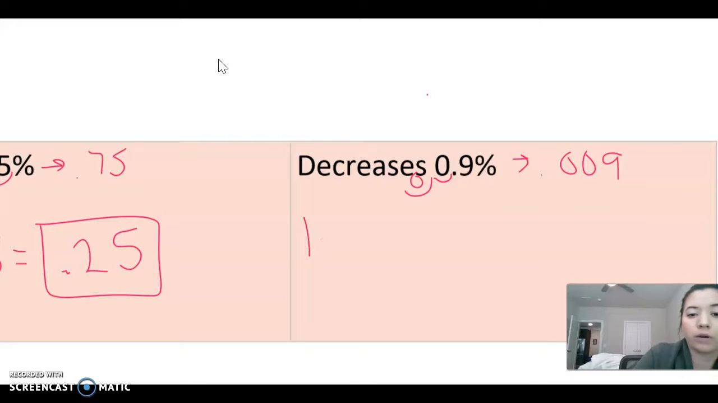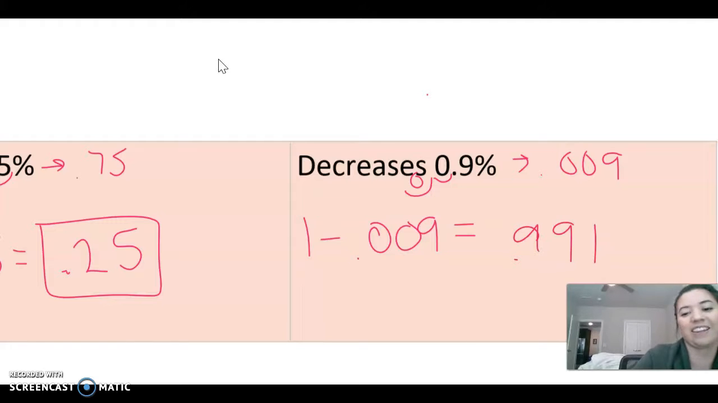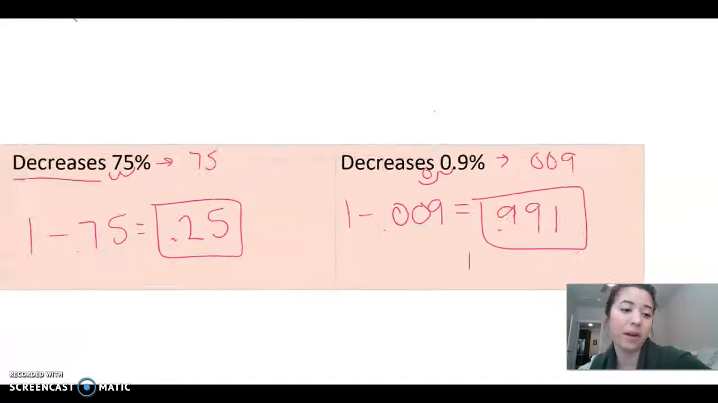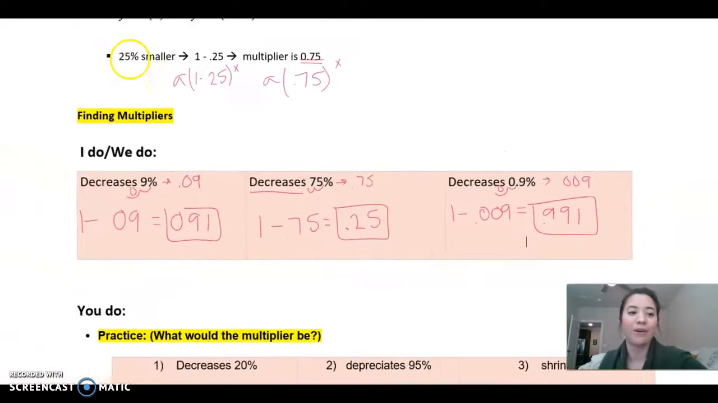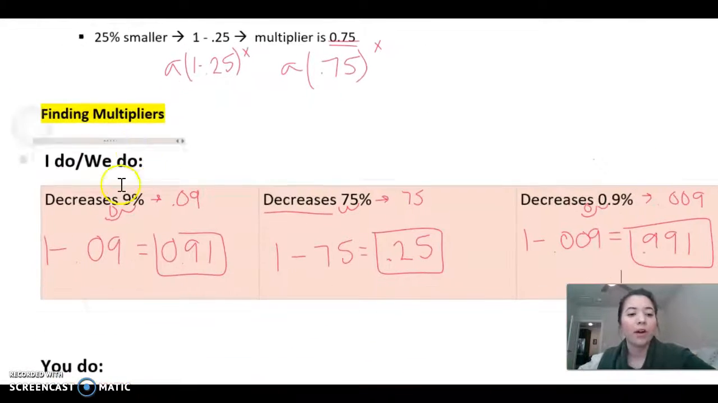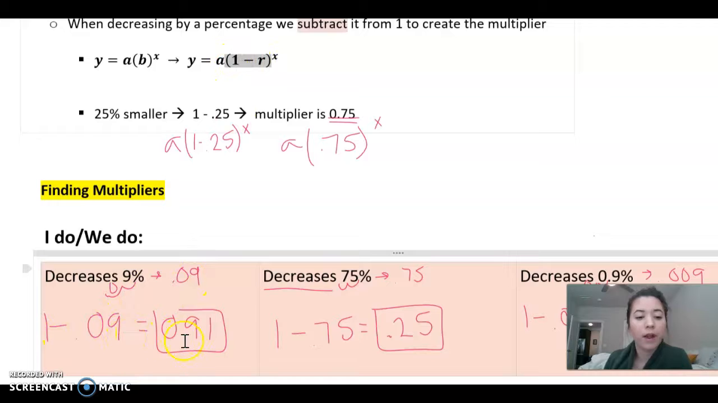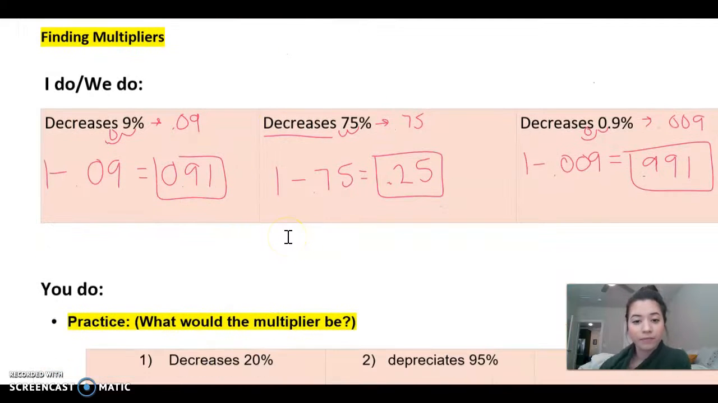So this one would be 1 minus 0.009. Oh man, my brain is in a funk. Yes, I'm using a calculator. Don't judge. There we go. Okay, 0.991. Sometimes my brain doesn't work either, y'all. Okay, so 1 minus that to give us our multiplier. So again, that's what's going in for b. We would plug that into the parentheses, the 1 minus 0.09, to get what that multiplier is.